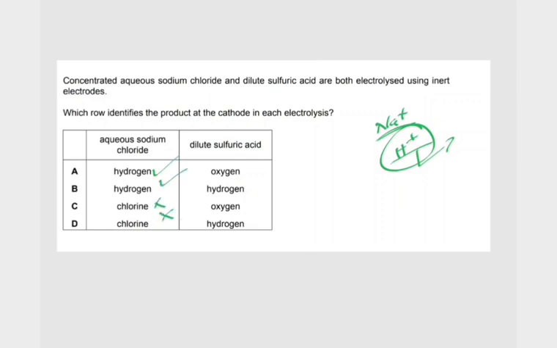Now let's take the example of sulfuric acid, where you will have a lot of SO4 2- and H+, and you will also have H+ and OH-. So the only candidate for the cathode is hydrogen, so B is the answer.